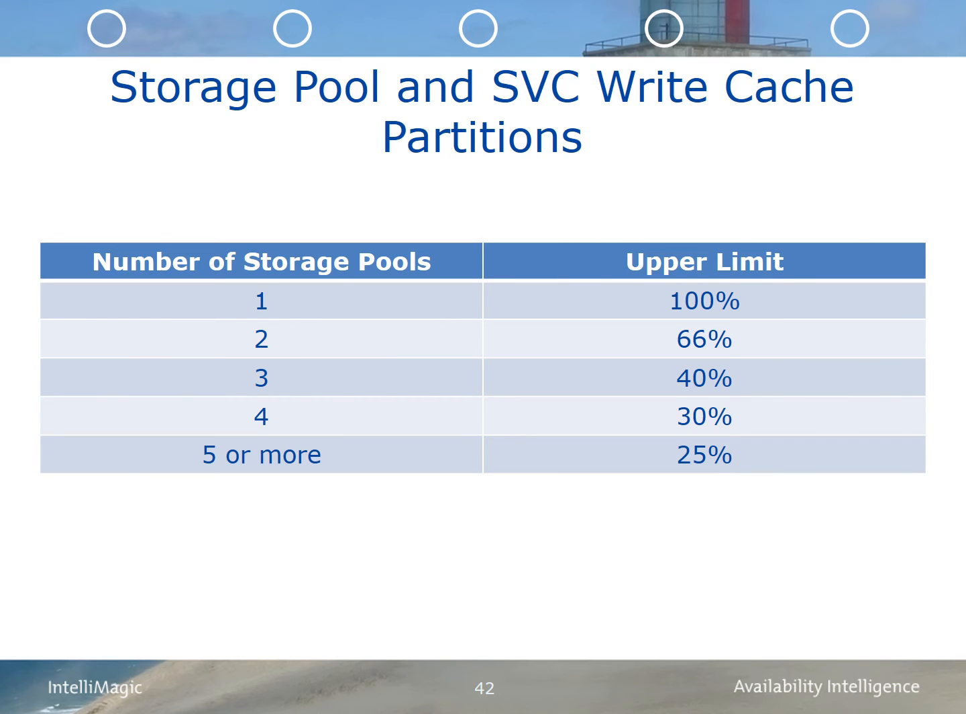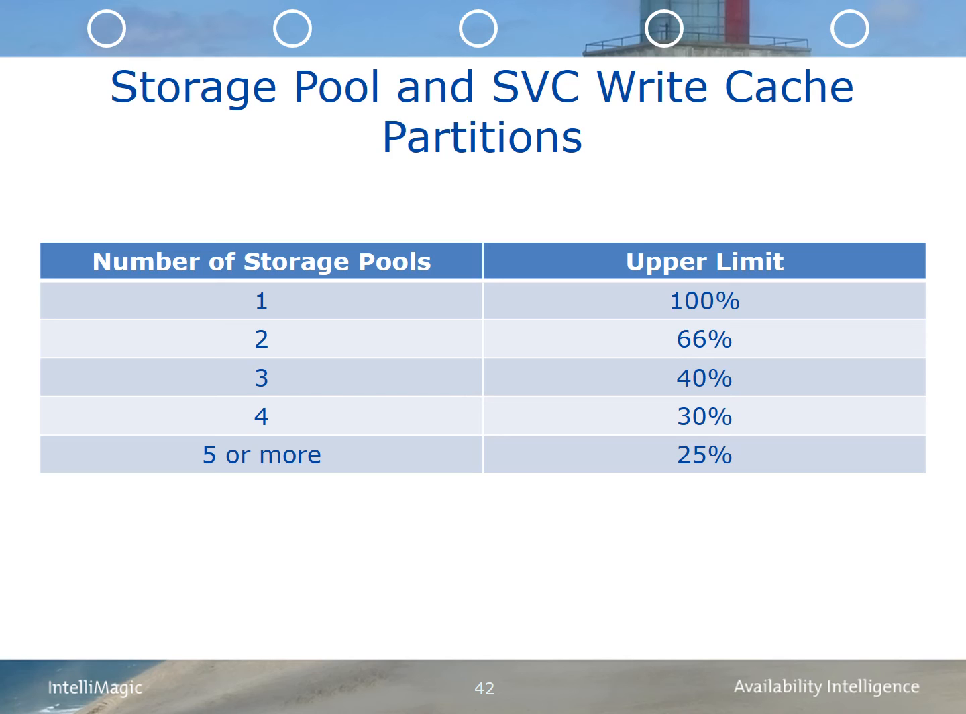SVC employs cache partitioning to limit the potentially negative effect that a poorly performing storage controller can have on a clustered system. The partition allocation size is defined based on the number of storage pools configured. The design protects against individual controllers overloading and failures from consuming write cache and degrading performance of other storage pools in the clustered system. Consider the rule to be that no single partition can occupy more than its upper limit of cache capacity with write data.